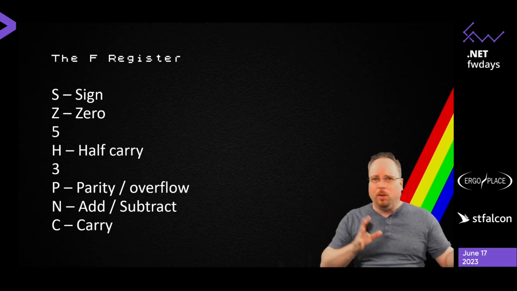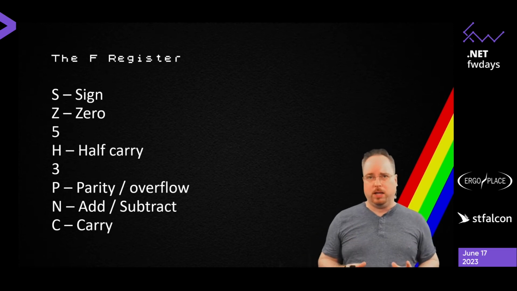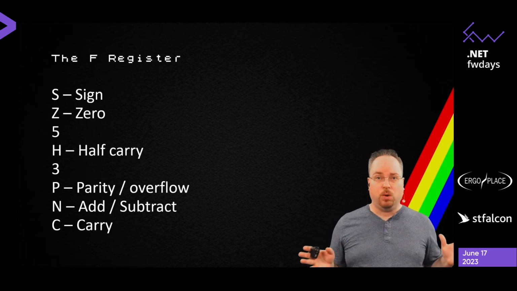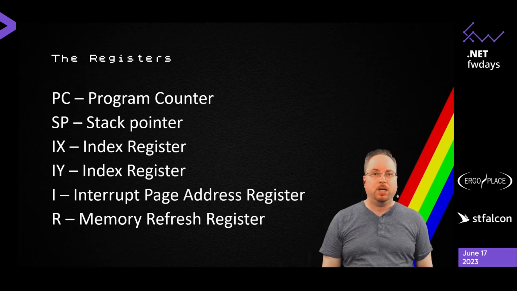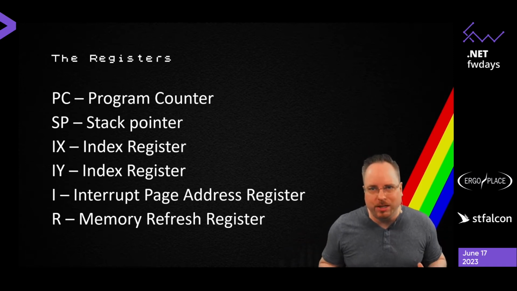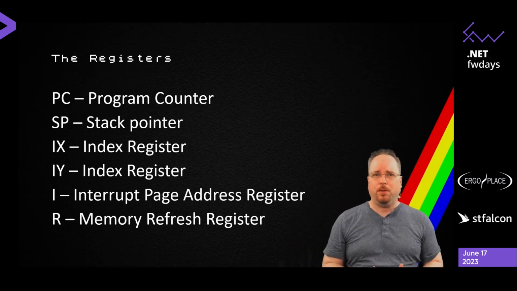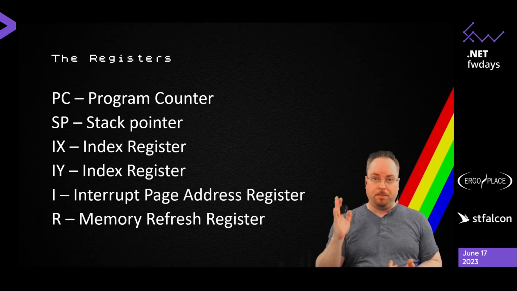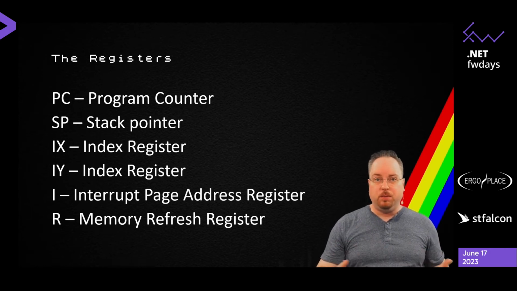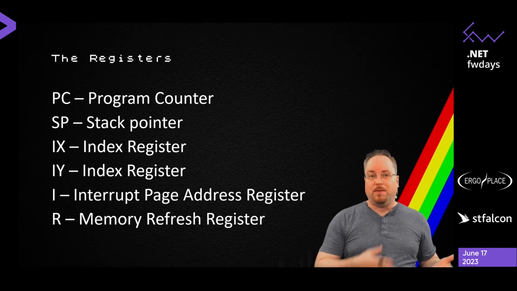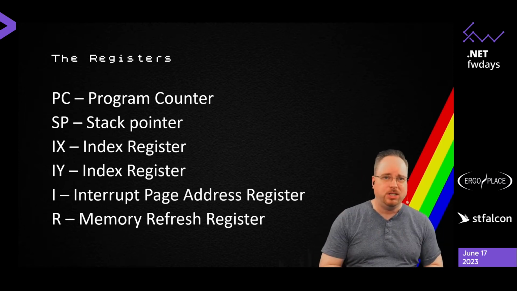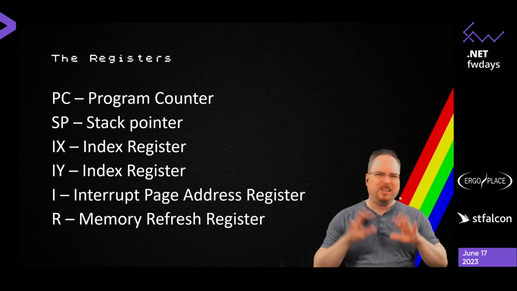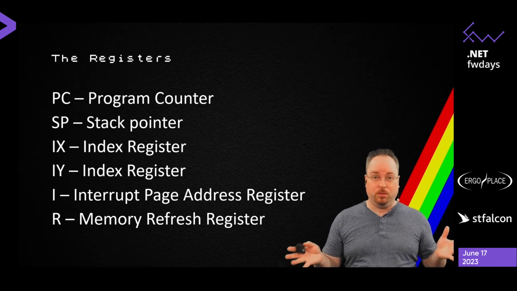Now, this sounds all mathy, but it's actually very well documented. So the Programming the Z80 book contains all of these things, and we're going to come back to that in a bit. Now, there are also a bunch of other registers as well. I'm not going to go too deep into this, but we have the program counter, which points to a location in the memory. We have the SP, which is a stack pointer. We have IX and IY, which are index registers. And we have a couple of special registers as well. But we're not going to dive into those for this talk.